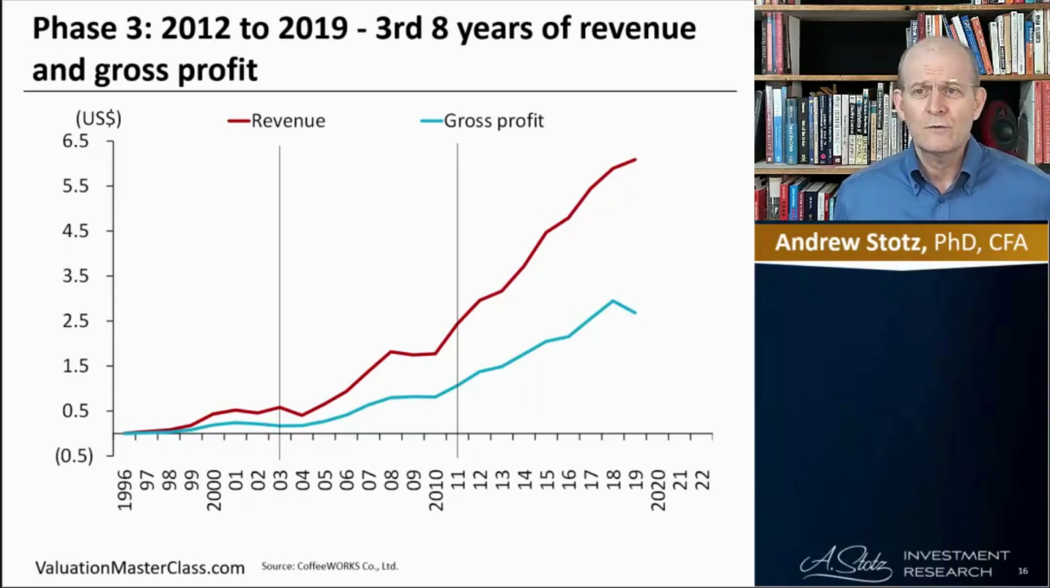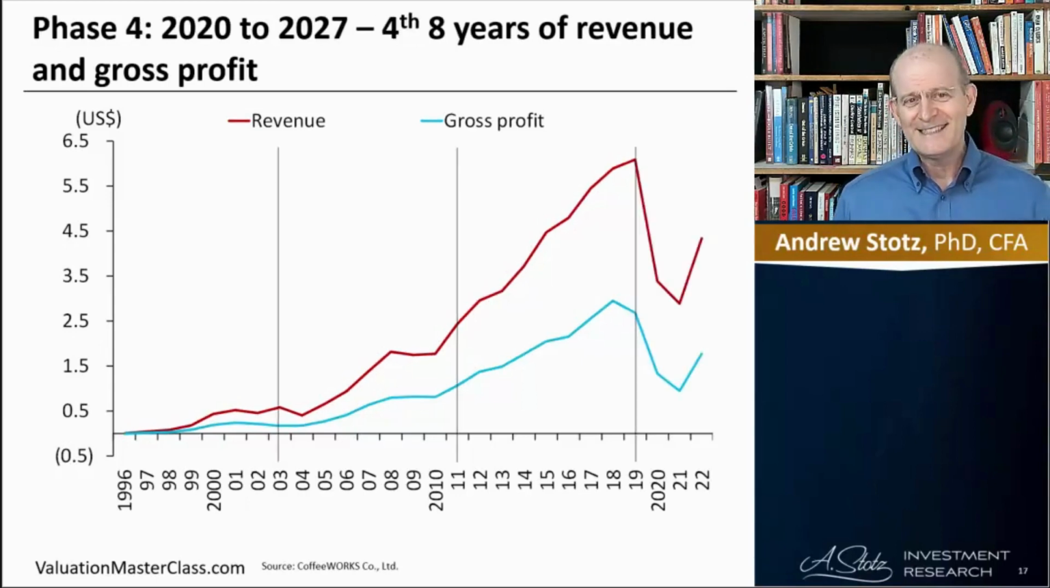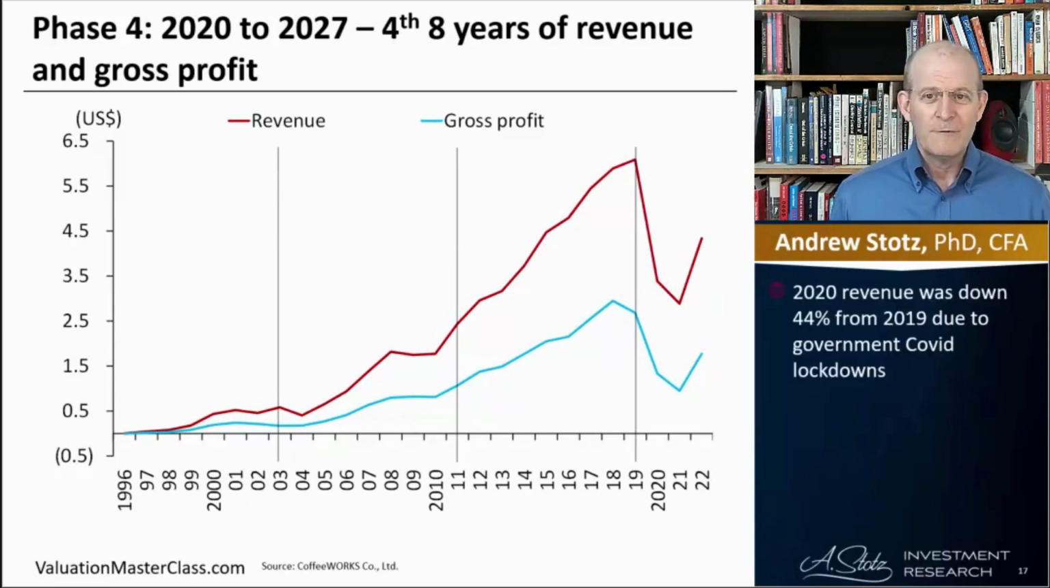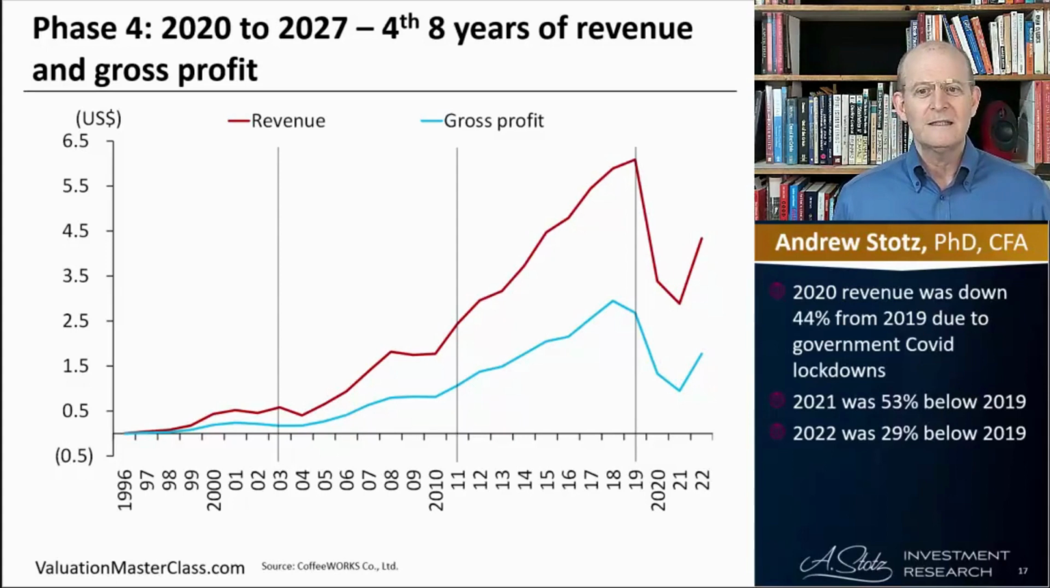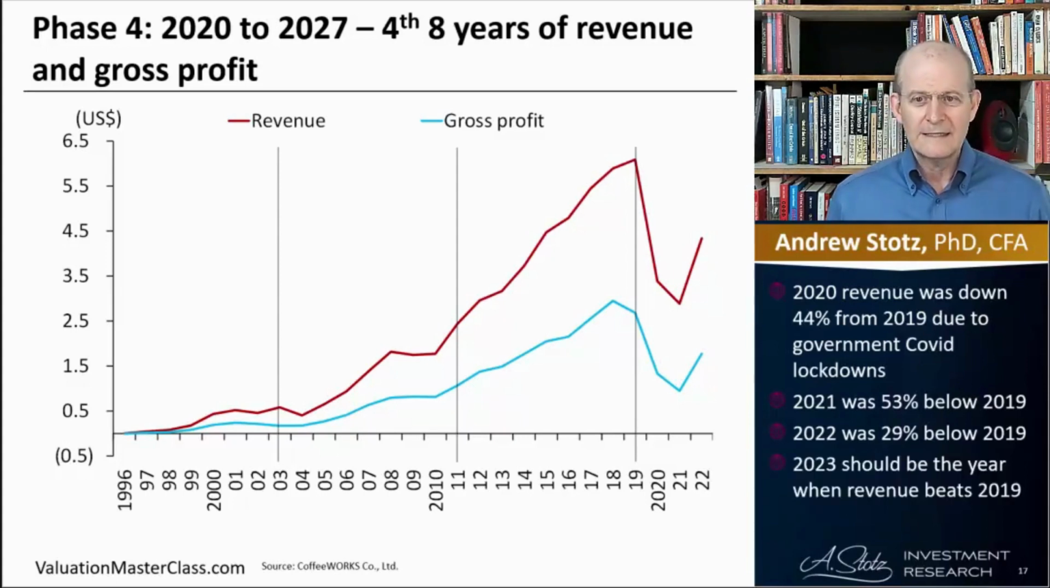And then I just will show you phase four, and this is the latest numbers I have just been going through, and it shows the disaster that was COVID. In fact, in 2020, revenue was down 44% from 2019 due to the government COVID lockdowns. And in 2021, it was 53% below 2019. In 2022, it was 29% below 2019. And hopefully by 2023, we should be the year where our revenue comes back to 2019.